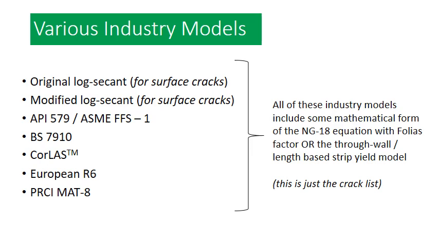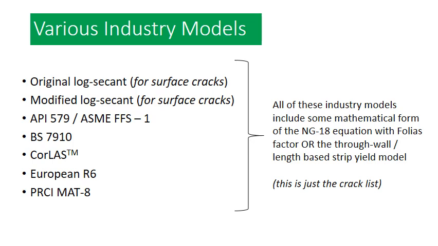Now, if you look at all the other industry models that are available, original and modified Log-Secant model for surface cracks, API 579, British Standard 7910, CorLAS, European R6 model, and PRCI MAT8, you'll find that all of these models will include some way, shape, or form of using the NG18 equation that uses a Folias factor, or they're based on a through-wall length strip yield-based model. So as I've been discussing for all three videos now, length is really not super appropriate for surface-based flaws, but for some reason we seem to have a real length dependence in all of these models that we're using.